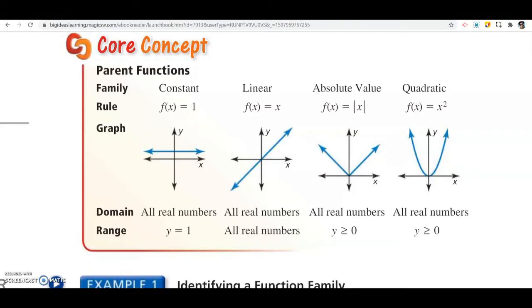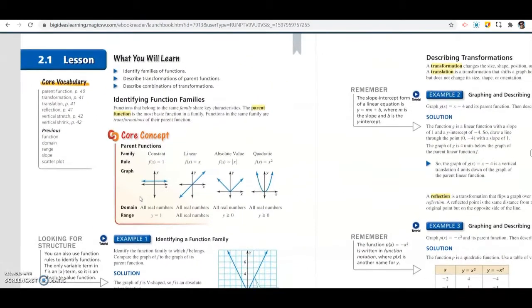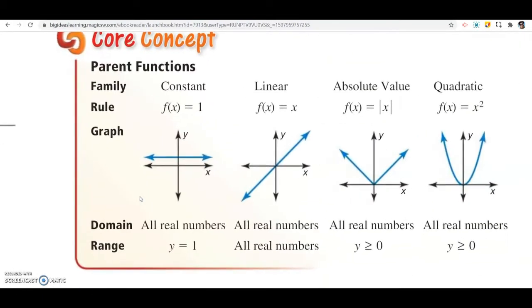Alright students, in this video we're going to be going over the core concept for Math 3, Section 2.1. The core concept is called parent functions. Now, parent functions doesn't just refer to these. There's a lot of parent functions. And the idea here we're trying to establish is, if it's a constant function, it will always be flat. If it's a linear function, it'll always be a straight line, no curve, straight line, but it won't be flat necessarily. It'll be tilted, and that's also what we call slope.